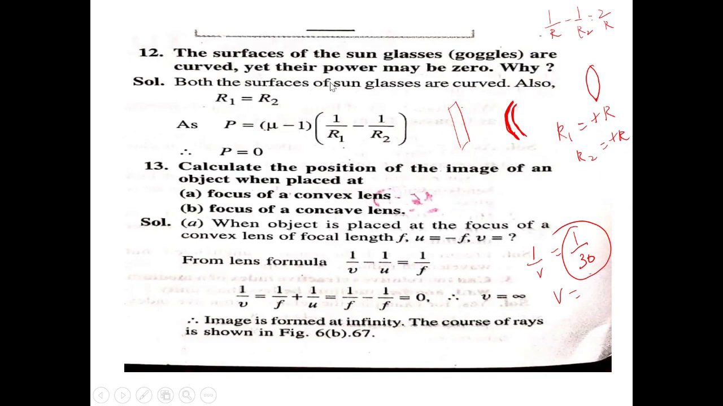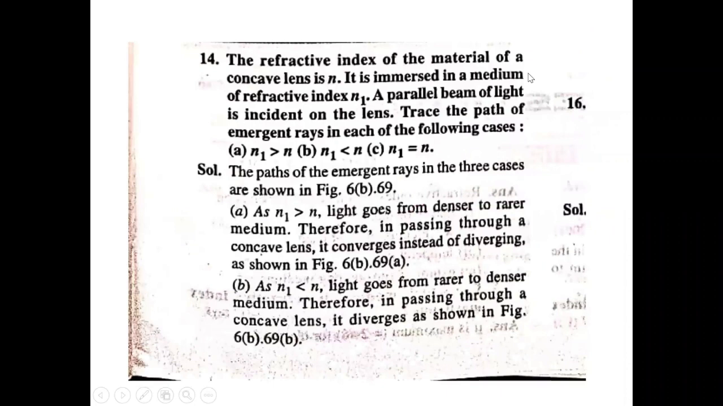Okay, this is also an often asked question. The refractive index of the material of a concave lens is n. It is immersed in a medium of refractive index n1. A parallel beam of light is incident on the lens. Trace the path of the emergent ray in each of the following cases: n1 equal to n, and so on. Now the concave lens is behaving like a converging lens. How is it possible?